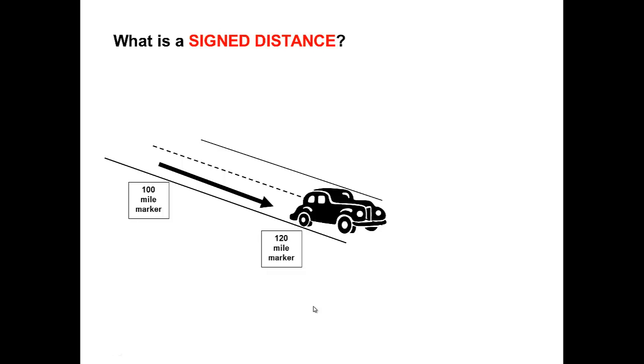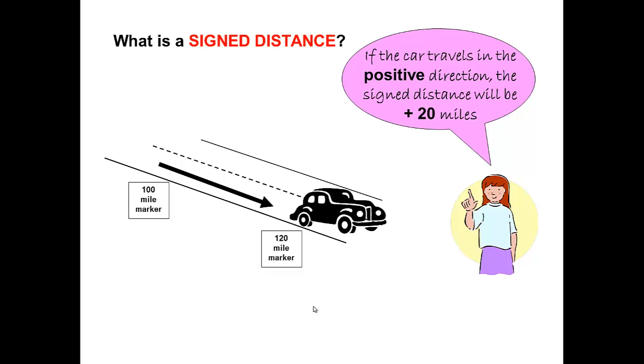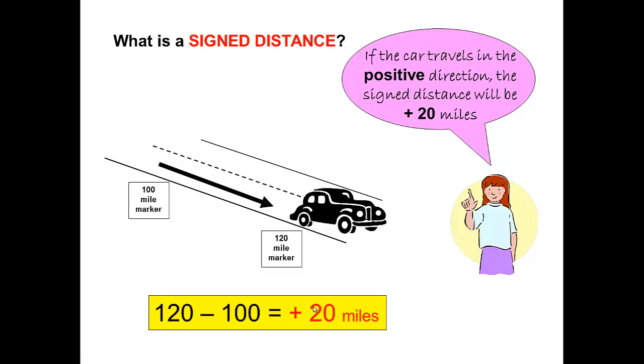We have a car traveling down the interstate. The car passes the 100-mile marker and drives forward in a positive direction to the 120-mile marker. If the car travels in a positive direction, the signed distance will be a positive 20 miles. 120 minus 100 gives me a positive 20 miles.